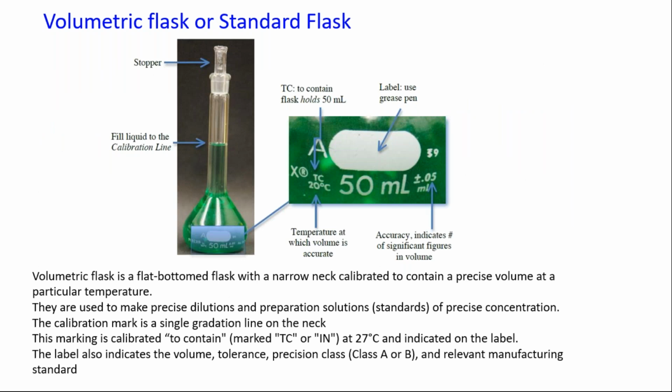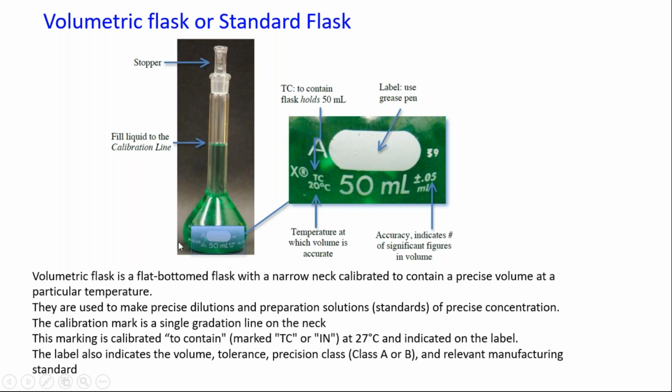So if you look at the standard flask or the volumetric flask, it is a flat bottom flask with a very narrow neck. It generally should not be held by the neck, because if you hold it at the neck and your hands are warm, temperature differences can occur. Generally, it is held by the flat bottom part of it. It is calibrated to precisely contain a precise volume.